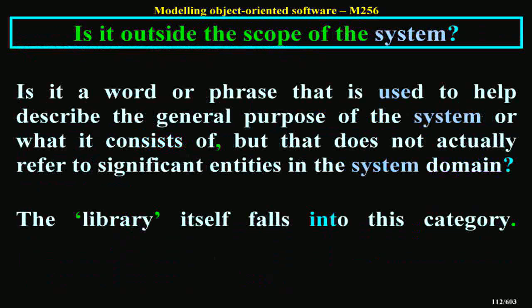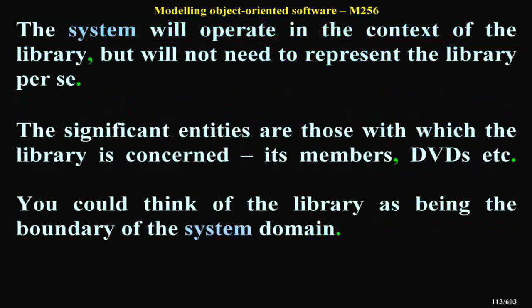Is it outside the scope of the system? Is it a word or phrase that is used to help describe the general purpose of the system or what it consists of, but that does not actually refer to significant entities in the system domain? The library itself falls into this category. The system will operate in the context of the library, but will not need to represent the library per se. The significant entities are those with which the library is concerned, its members, DVDs, etc.